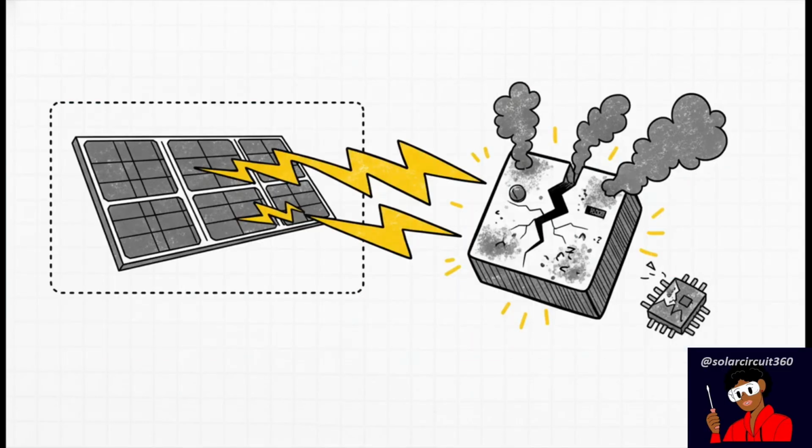Our second mistake goes right back to that critical VOC number we just talked about. Every controller has a max voltage it can handle from your panels. And if you go over that limit, even for a millisecond, that's it. Game over. The controller is toast.